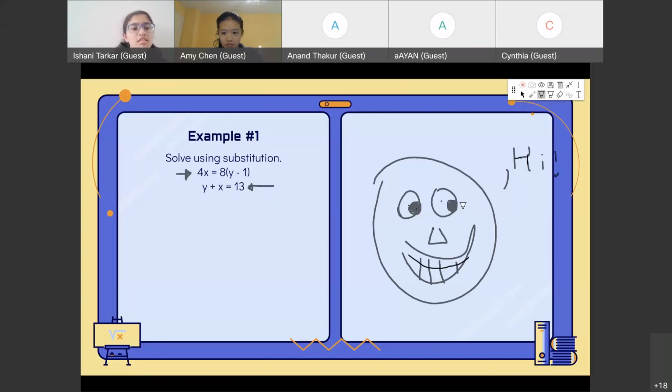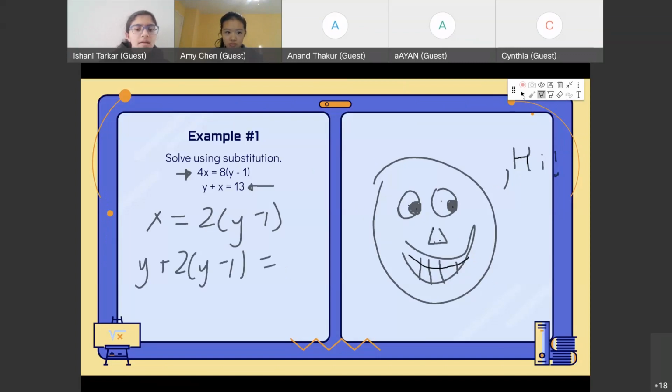It's the first equation. So first you divide both sides by 4, and you get x is equal to 2 times y minus 1, right? And that we can plug into the second equation, and we get y plus 2 times y minus 1 is equal to 13, right?